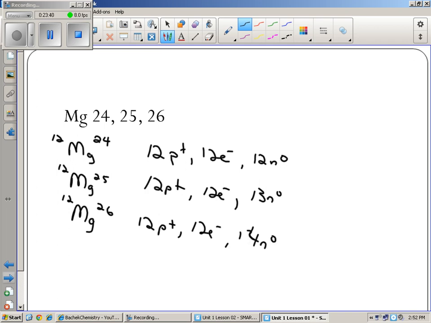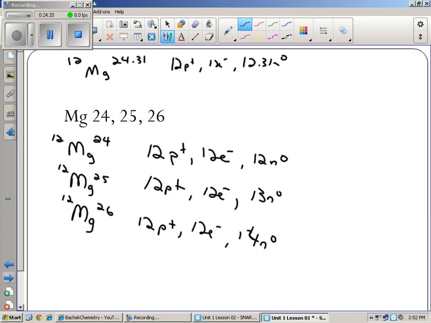14 neutrons. Okay. So that's just how they naturally occur. By the way, this is the one on your periodic table. You might say, well, why did we round earlier? What was the point of that? Why didn't we just write down the mass of 24.31? Well, that's fine, you can. The question is, if we do this one, this is 12 protons, 12 electrons, and 12.31 neutrons.